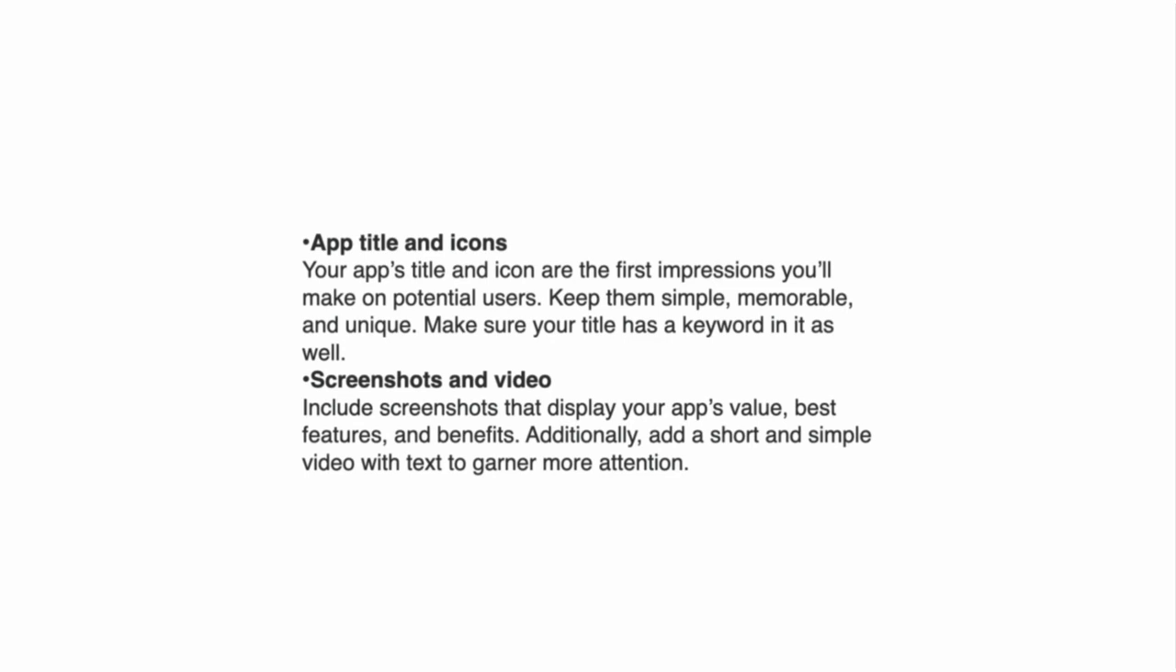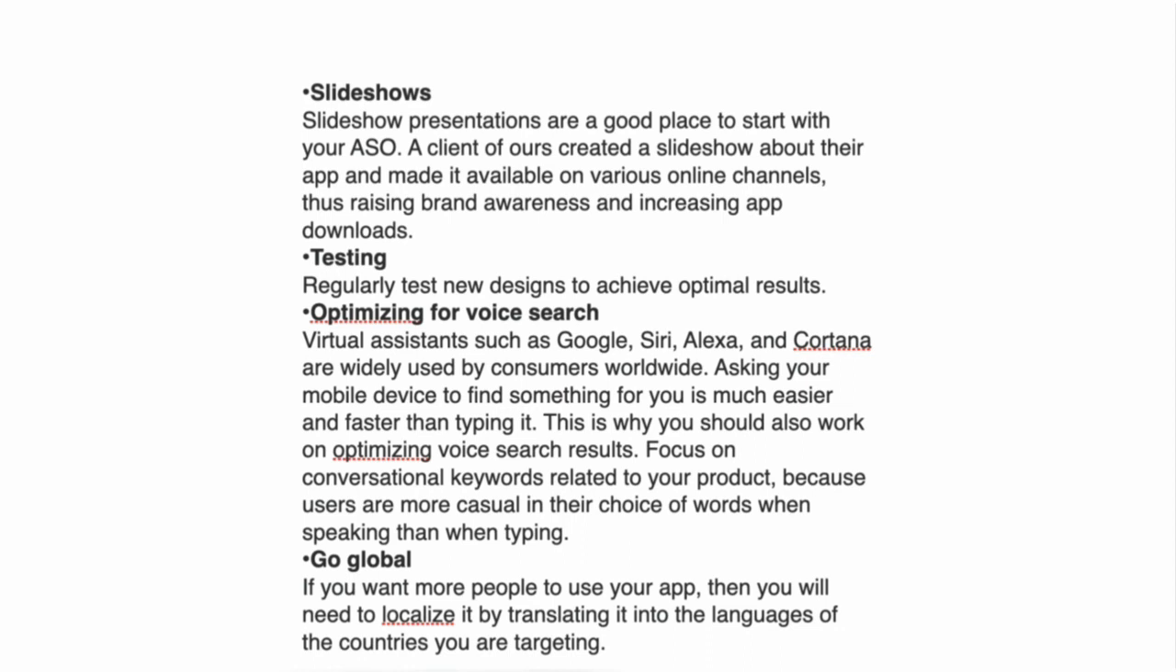App title and icons. Your app's title and icon are the first impressions you will make on potential users. Keep them simple, memorable, and unique. Make sure your title has a keyword in it as well. Screenshots and videos. Include screenshots that display your app's value, best features, and benefits. Additionally, add a short and simple video with text to garner more attention.